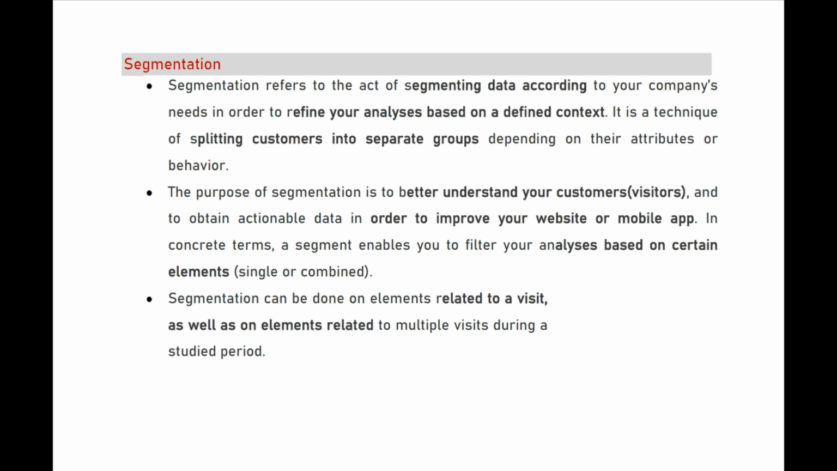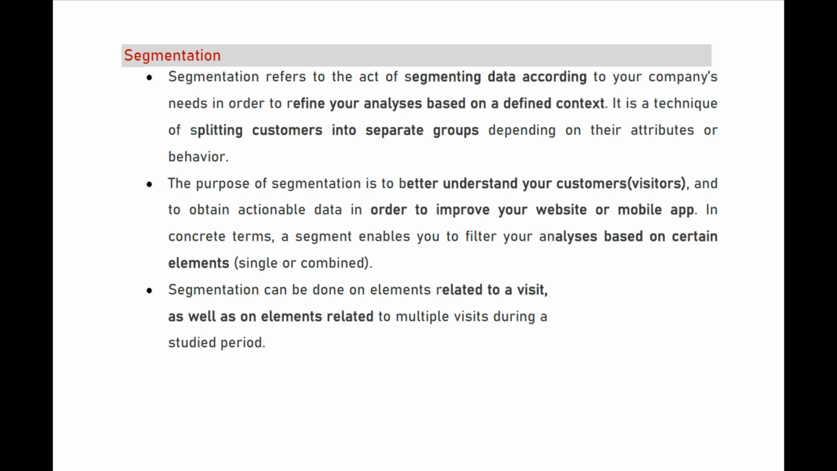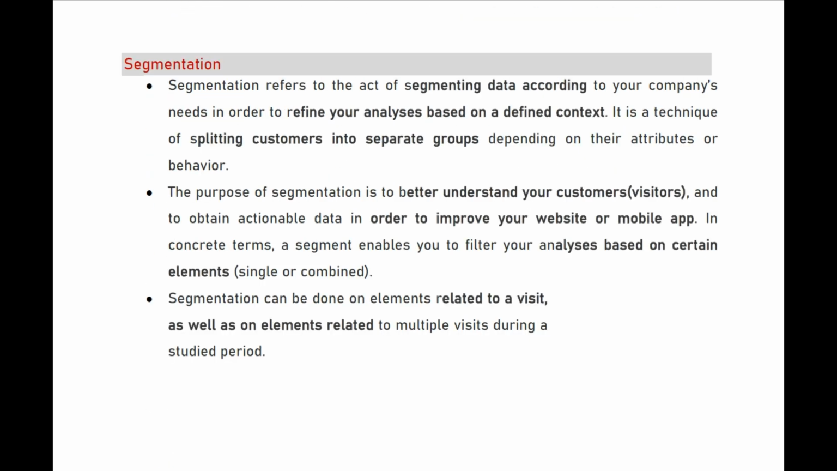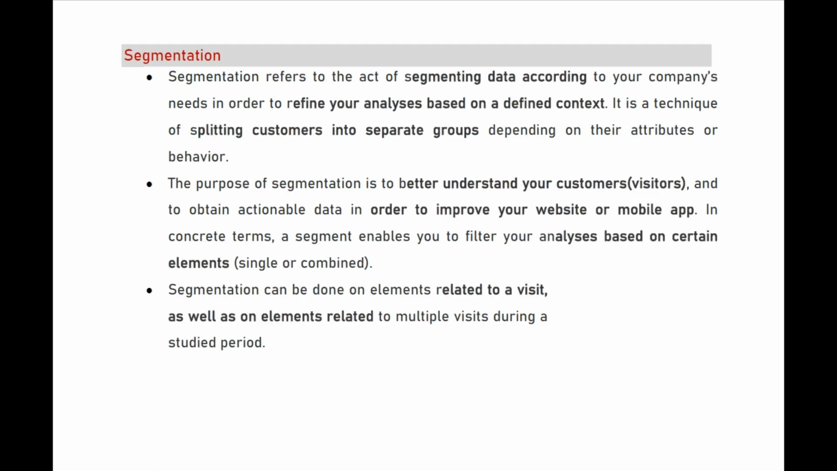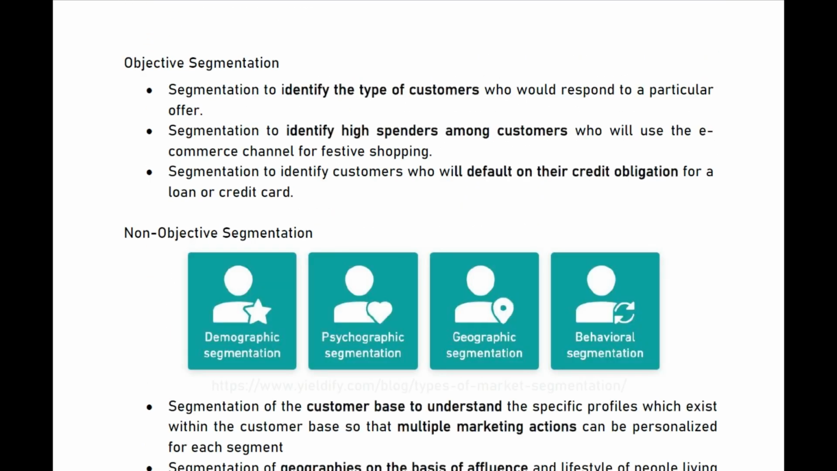To improve the website or the mobile application further, certain elements have to be analyzed, and a single or combined approach has to be applied. Segmentation can be done on the results related to a visit, as well as on elements related to multiple visits during the study period. There are two types: segmentation and non-segmentation.